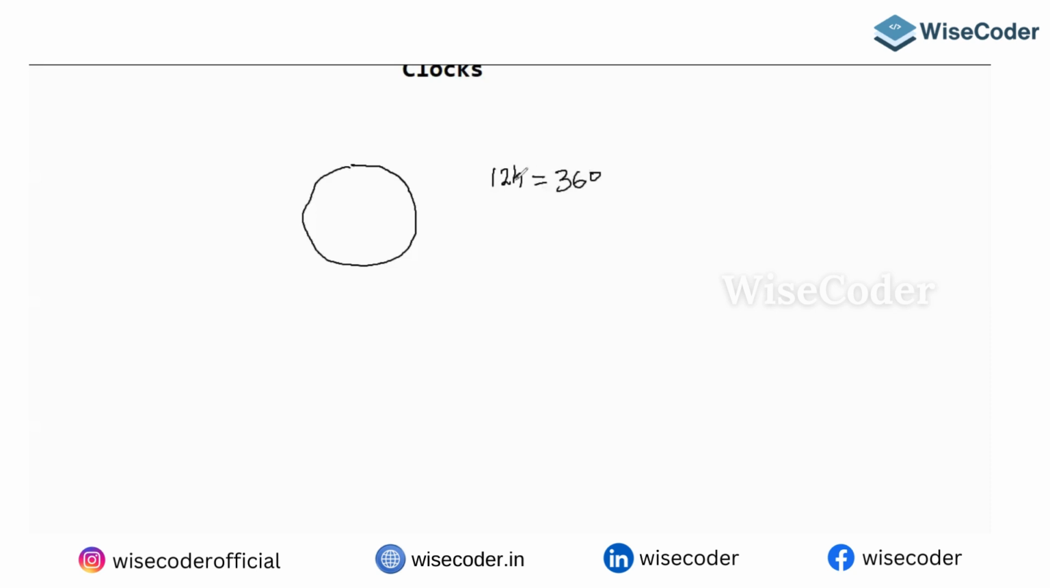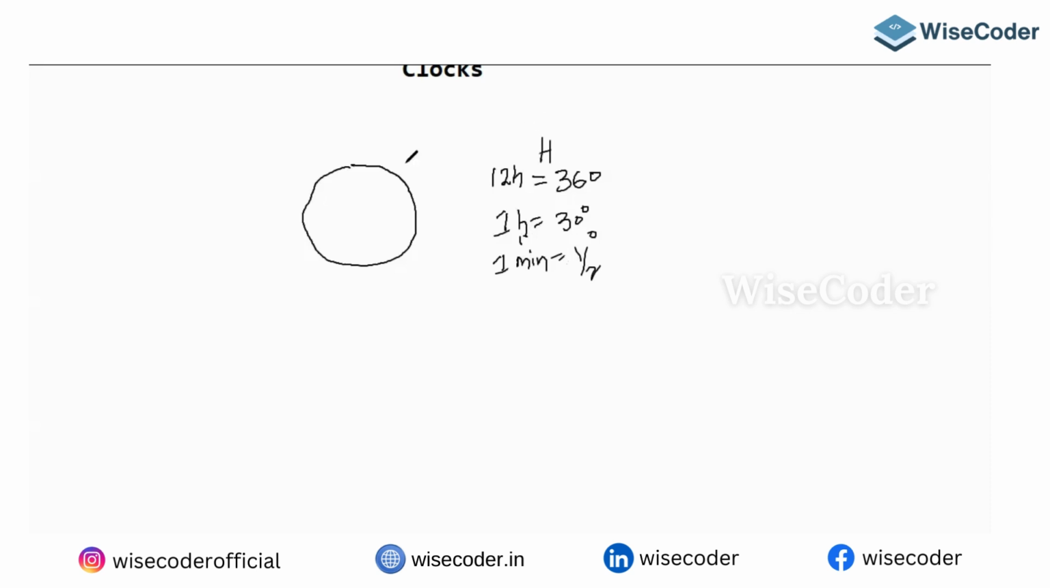So when 12 hours is equal to 360 degrees, 1 hour is equal to how many degrees? 30 degrees. So can I say 1 minute is equal to half a degree? Because 1 hour consists of 60 minutes, so 60 minutes is 30 degrees, which means 1 minute gives you half a degree. So this is all about the hour hand.